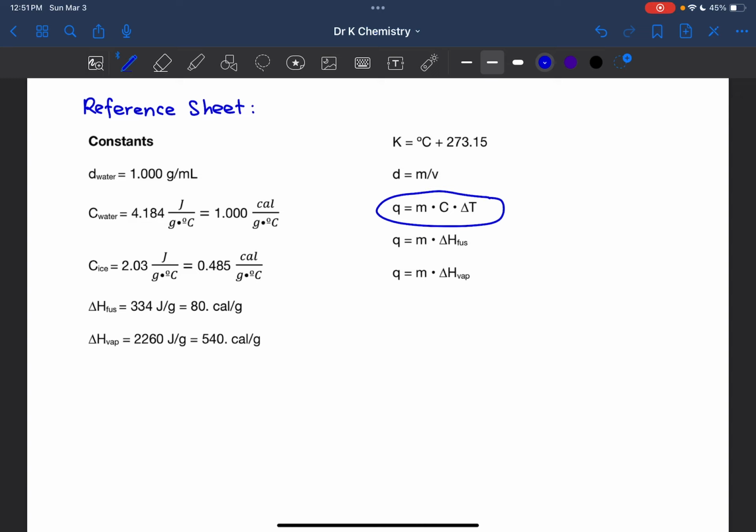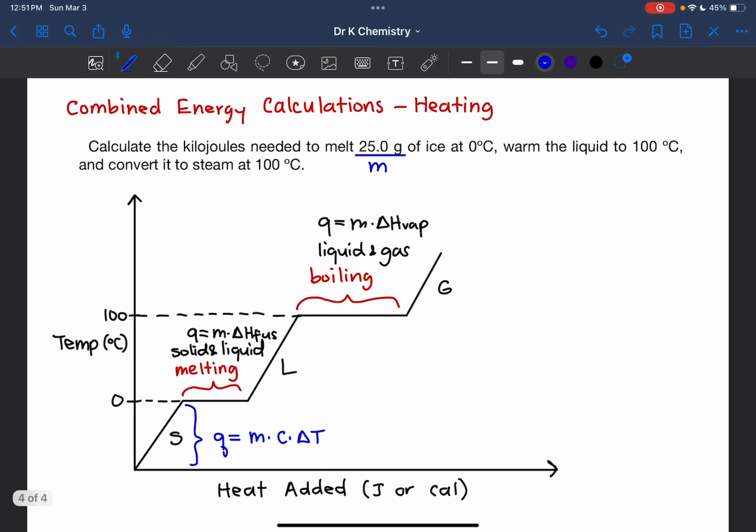Now we'll have to be a bit careful when we're using that equation to determine whether we're using the specific heat of water or the specific heat of ice. And that will depend on which phase we're in at that particular moment. So we'll come back to that.